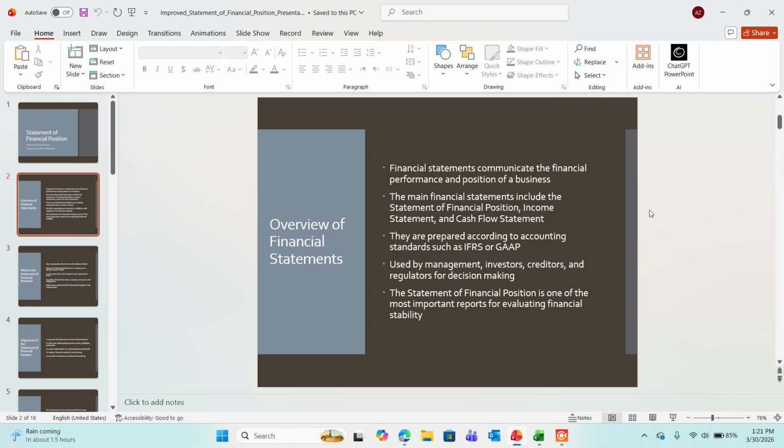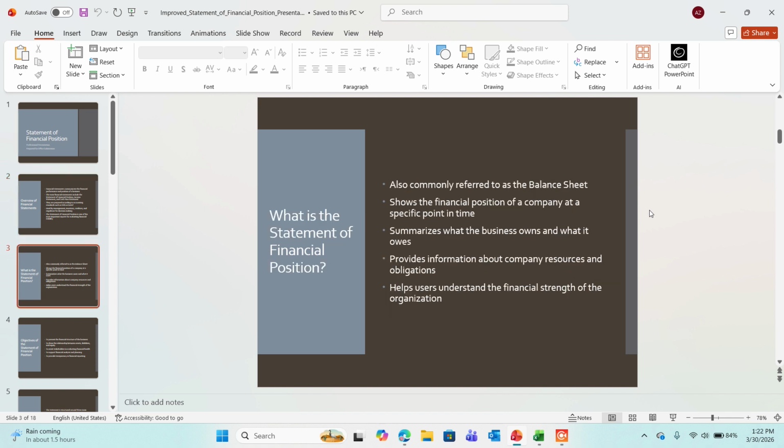They are prepared according to accounting standards such as IFRS or GAAP, and used by management, investors, creditors, and regulators for decision making. The statement of financial position is one of the most important reports for evaluating financial stability.